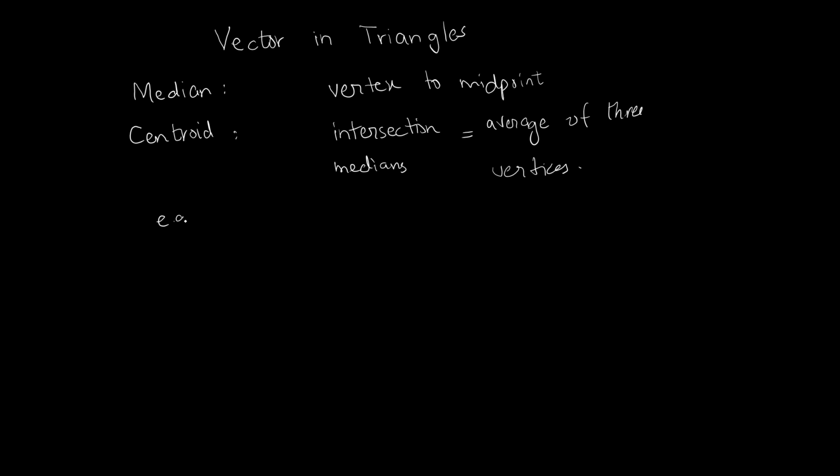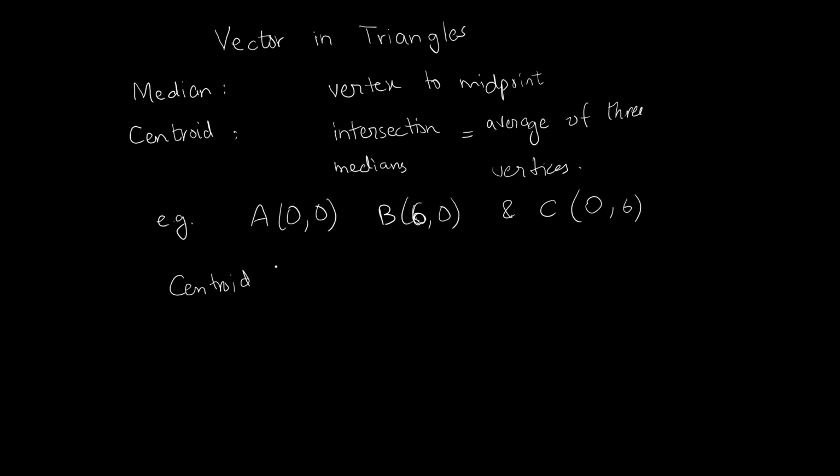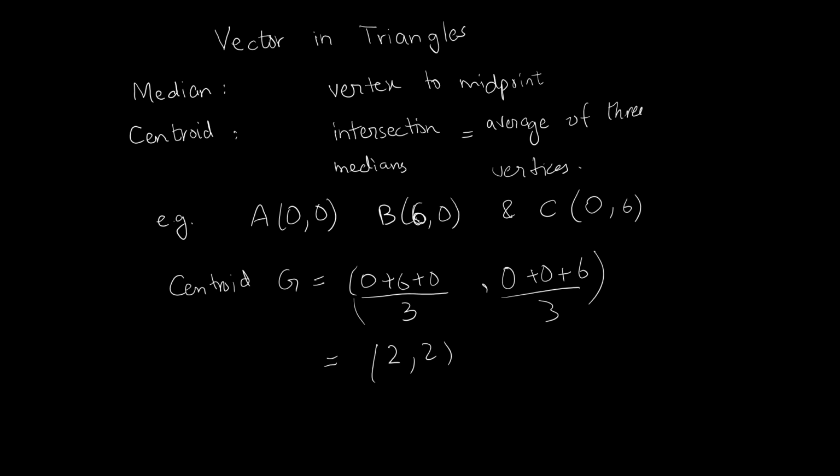Now, for example, if these are the vertices of a triangle, then the centroid is the point where we take the average, so the average on the x-axis, second one, and therefore (2, 2) would be the centroid.